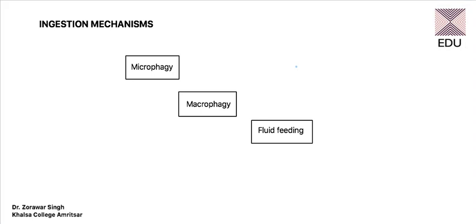So students, these were the three major categories under ingestion mechanisms, and you have a full-fledged question on this part under your unit 1 under the nutrition and digestion chapter. So that was all about the ingestion mechanisms in different animals.